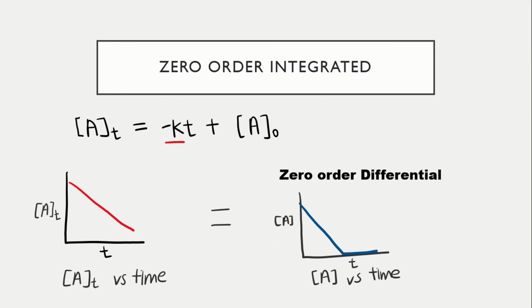The last topic we are going over today is the zero-order integrated rate law. It gives the equation of [A]t equals negative kt plus the initial concentration. It gives a straight negative line graph. This is the zero-order differential. They do not look any different because reactants have to decrease over time.